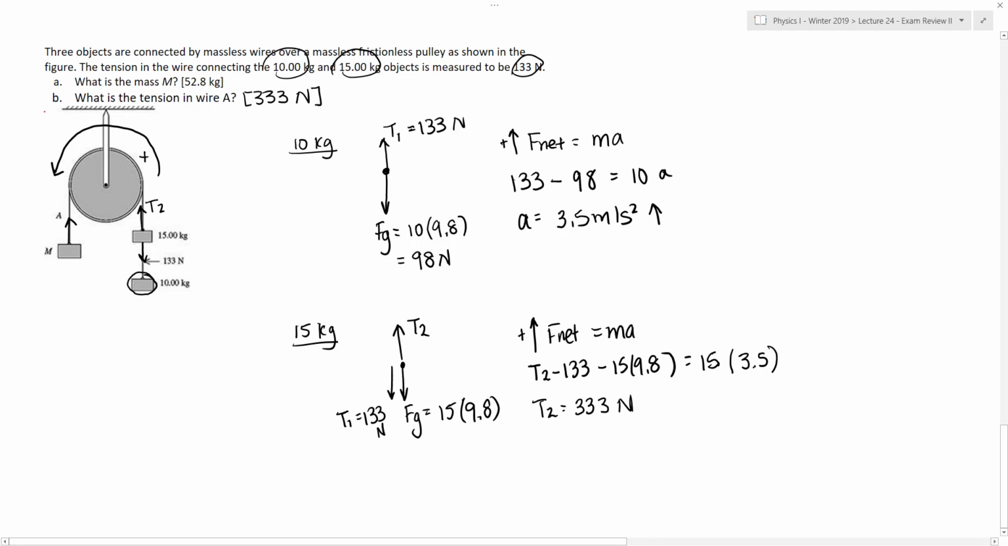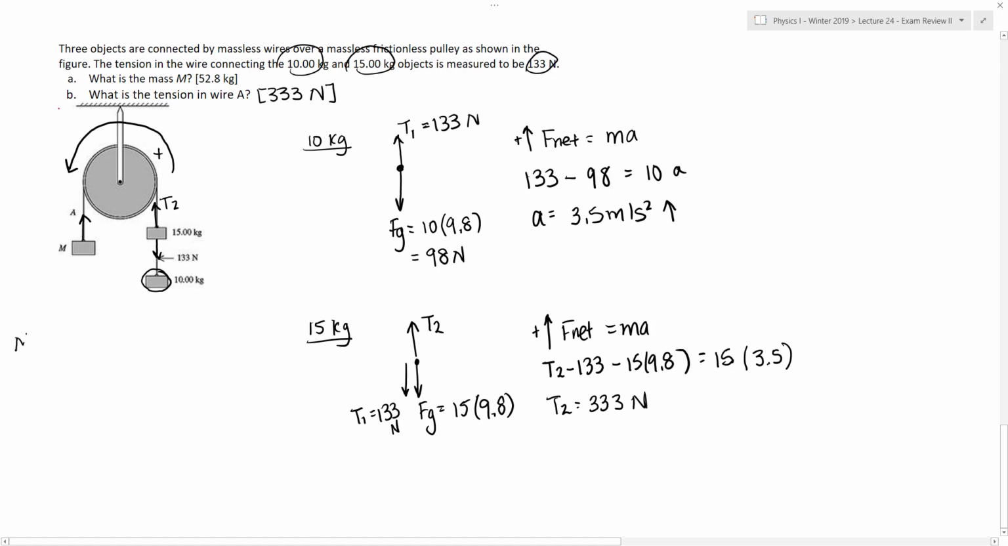Okay, so we can solve for part A now. There's a couple ways to do it. We can treat everything as one big system, but since we know what the acceleration is and what the tension is acting on that mass, capital M, then we should be able to find out what the actual mass is. So let's move on to M. I'll do it over here.